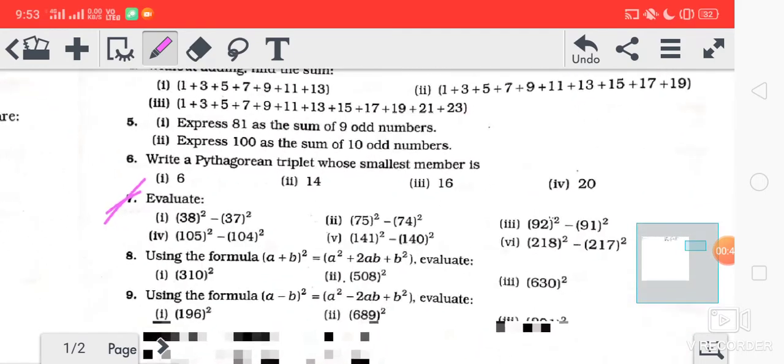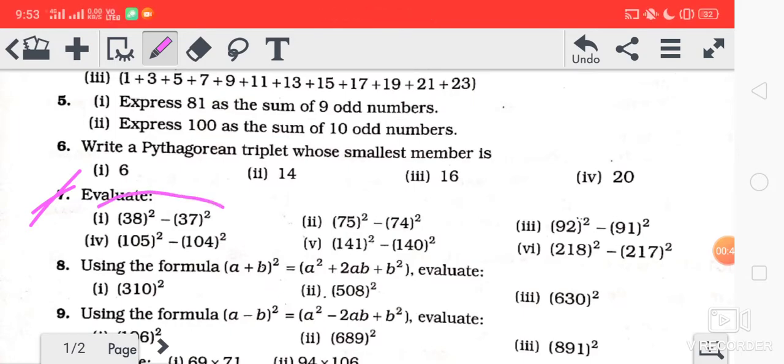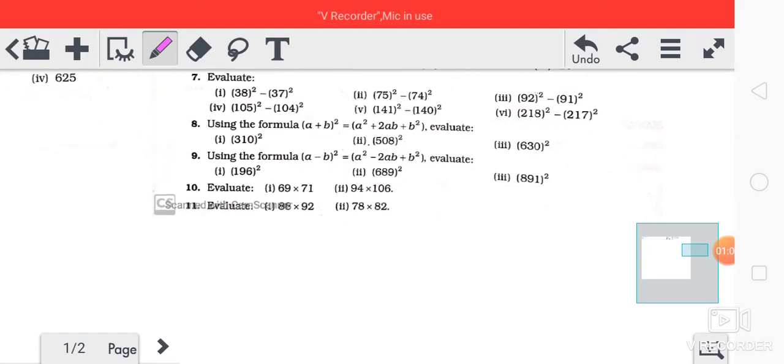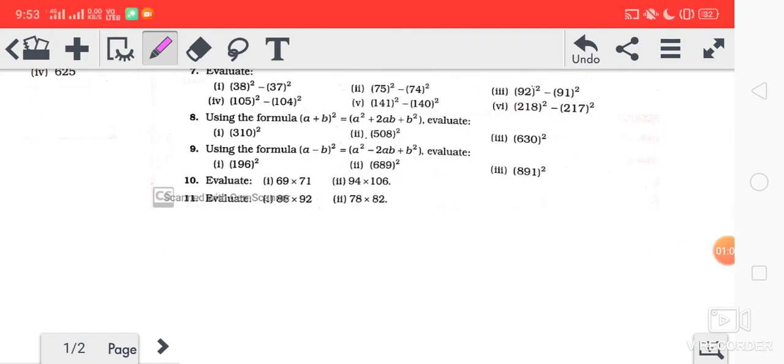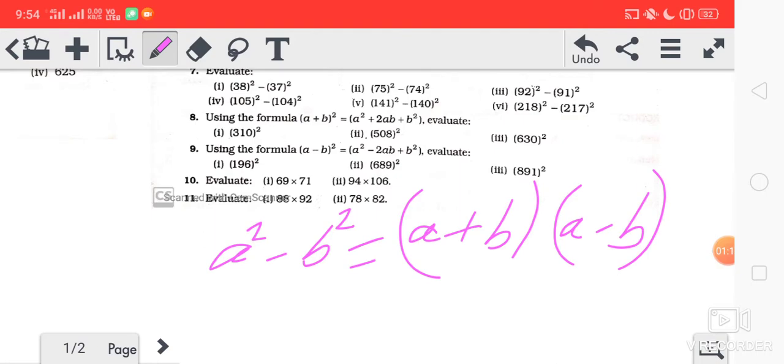Just pay attention here. Question number 7, what is given? 38 square minus 37 square. How do we have to solve this? For that we have to learn one formula, and I think you must have learnt it in class 7. That is a square minus b square is equal to a plus b into a minus b.